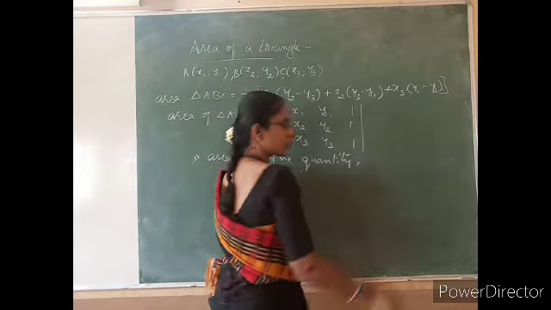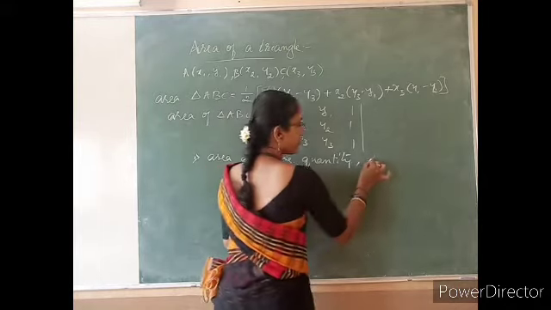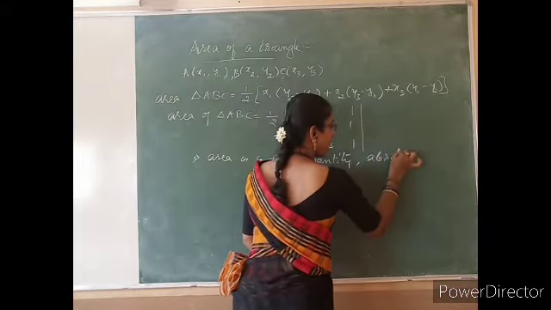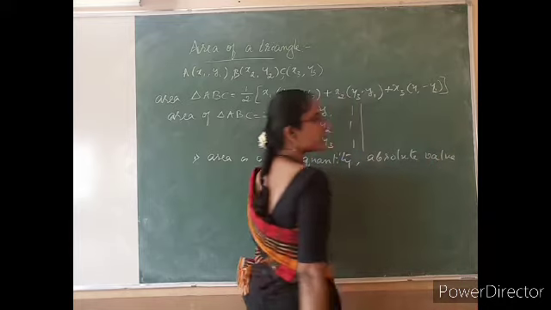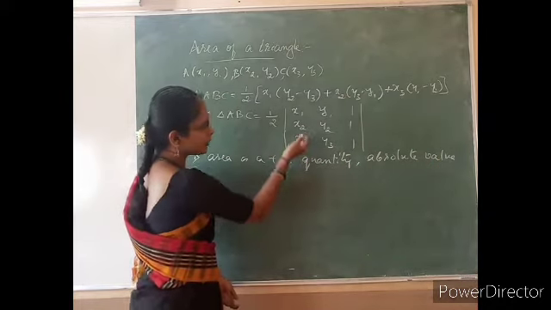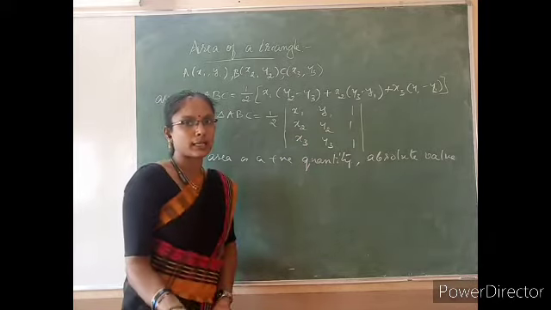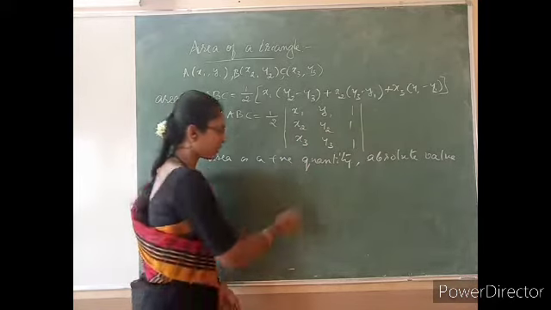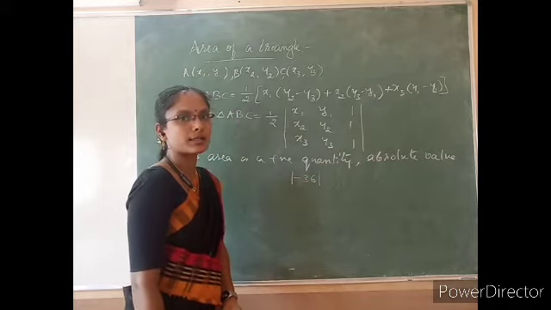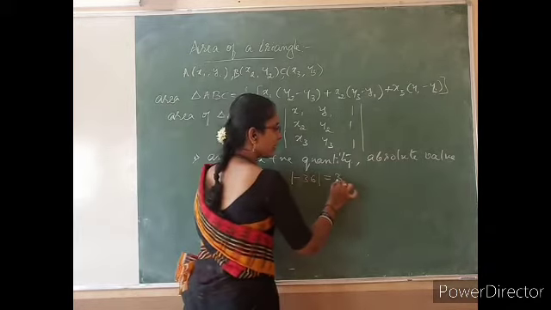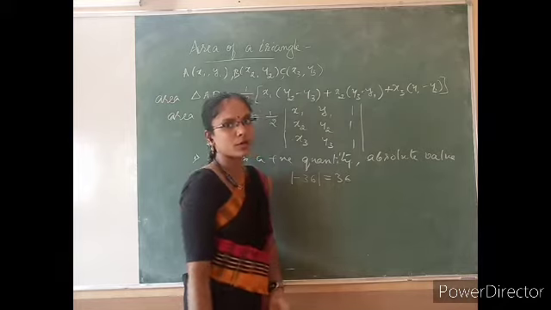Area is a positive quantity. For that reason, we have to take the absolute value. That means, if you simplify this one, you may get negative values, but finally you must take the modulus of minus 36. So, modulus of minus 36 is equal to 36 square units. You have to mention it like that.